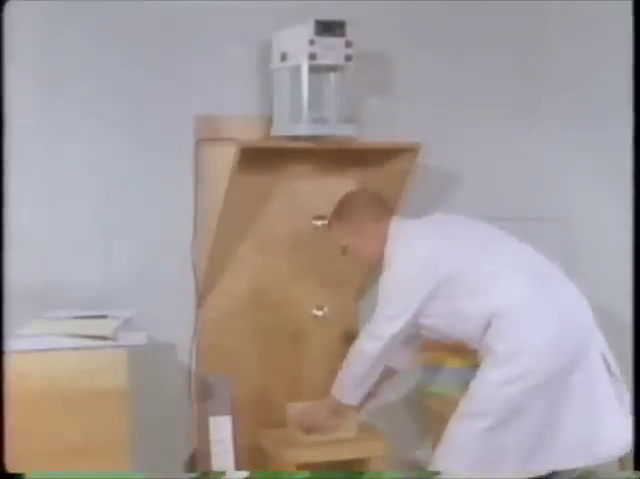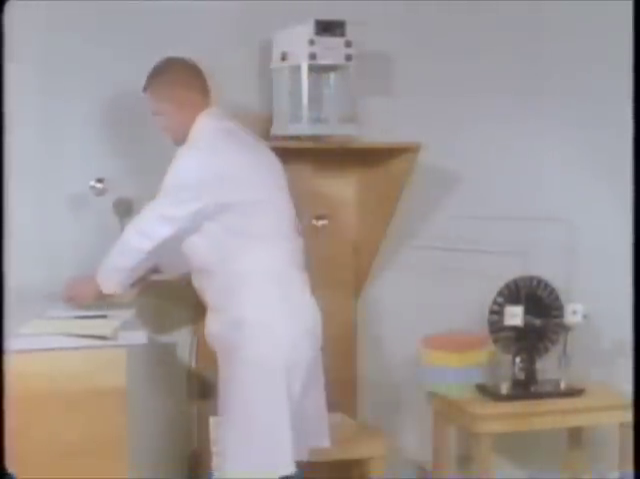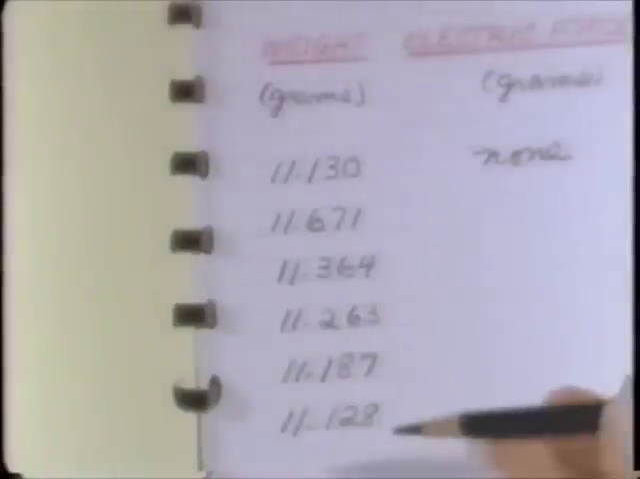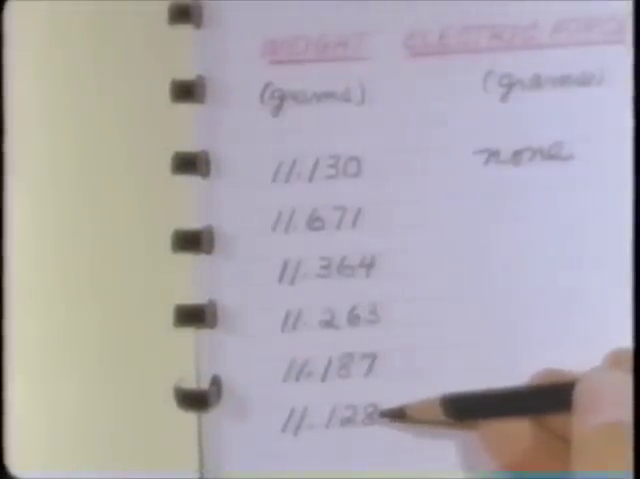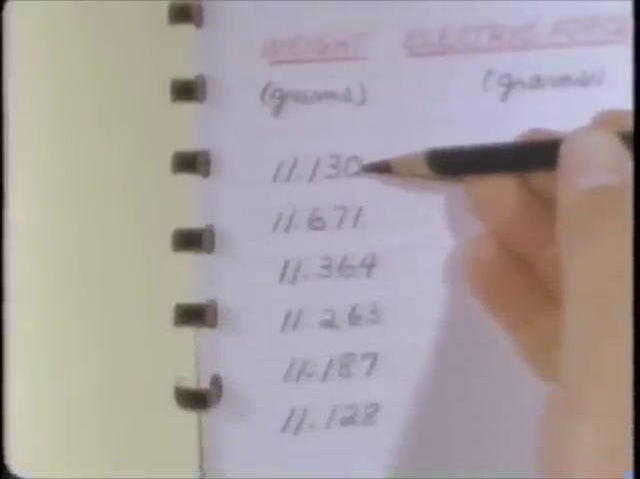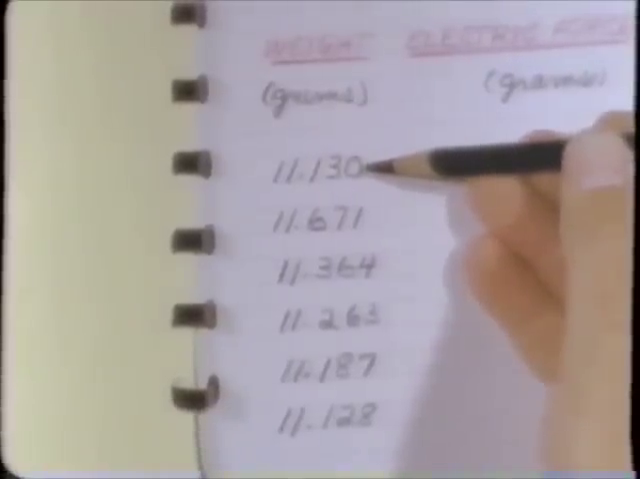Let's remove the lower sphere completely. With the lower sphere a large distance away, the reading is 11.128 grams, the same, within experimental uncertainty, as when we started with an uncharged sphere.